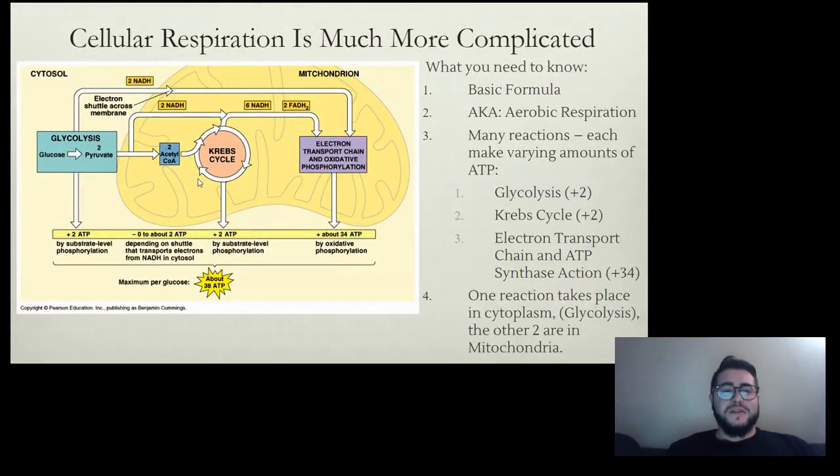So, cellular respiration is a little complicated. The things you need to know here, I'll take you through it. First is the basic formula. If you knew the photosynthesis formula, this is just the exact opposite. Glucose plus oxygen go to make carbon dioxide, water, and energy. You also need to know the three basic steps. You can see them here: glycolysis, the Krebs cycle, and the electron transport chain.